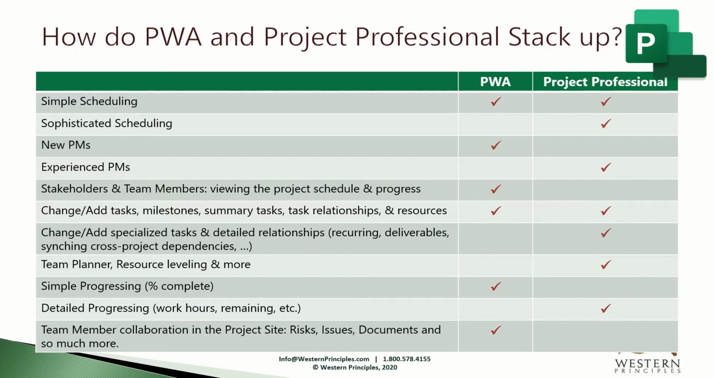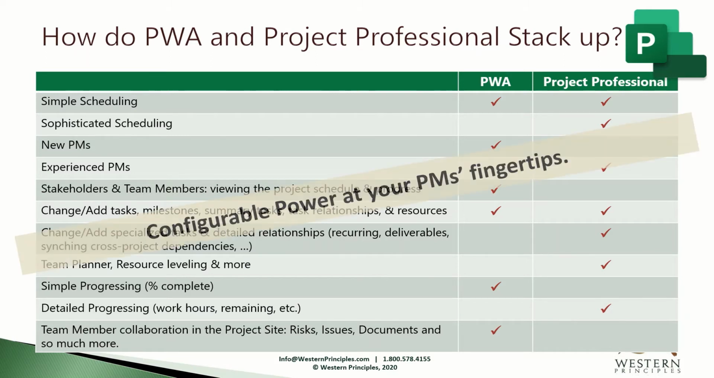Project Professional is used by experienced project managers to do sophisticated scheduling. This includes all the basics, plus more advanced things like adding specialized tasks, creating relationships between projects with deliverables, and much more. Similarly, the PM has many more choices for fixing resource allocations, like setting the % unit on work, using the team planner view, or using some amounts of automated leveling. The PM can also do detailed progressing through updating work hours and remaining hours by individual assignments and more. Microsoft Project provides substantial power to configure what features project managers can use, and by type of project manager. This provides a lot of configurable power to your PMs.